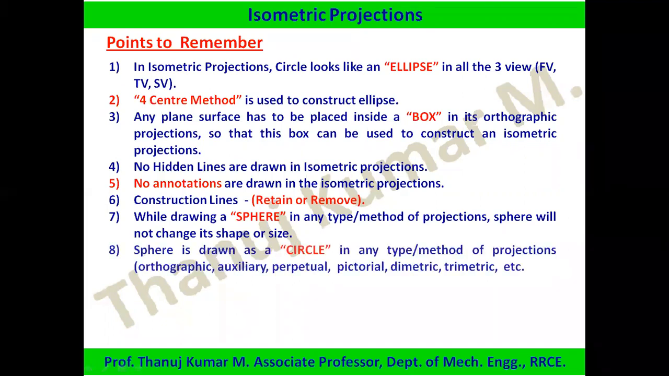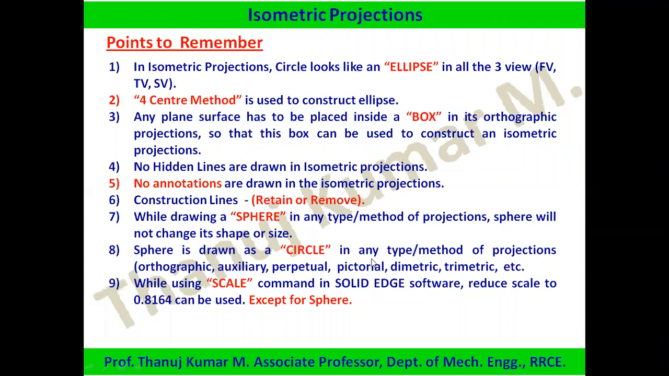Next, a sphere is drawn as a circle in any type or method of projections, as I told you. See, orthographic views, auxiliary plane view, perspective view, pictorial view, dimetric view, trimetric view, or isometric view, everything looks like a circle itself. Sphere will not change its shape. While using scale, especially for solid software, reduce scale to 0.8164, but accept sphere. This is very essential. Please remember this point. Point number 9 is very, very, very important.